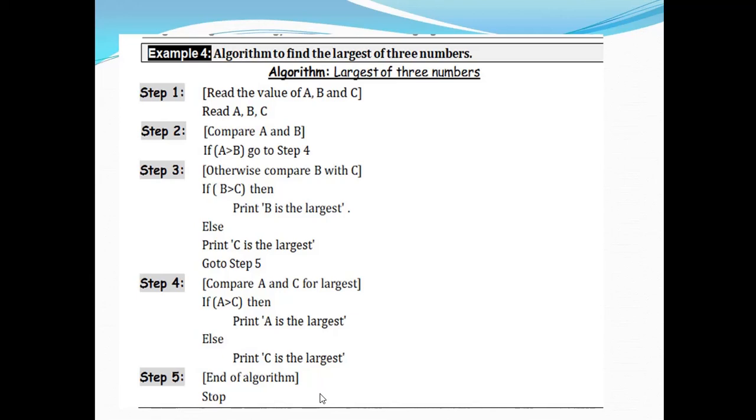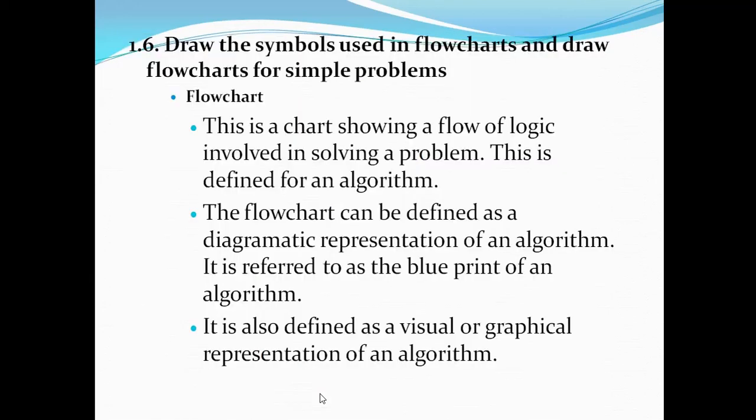So this is another example, and now we discuss the symbols used in a flowchart. To draw the flowchart, we need some symbols. First, we discuss the flowchart. What is a flowchart? It is a chart showing the flow of logic involved in solving a problem. It explains the flow of logic involved in solving the problem.